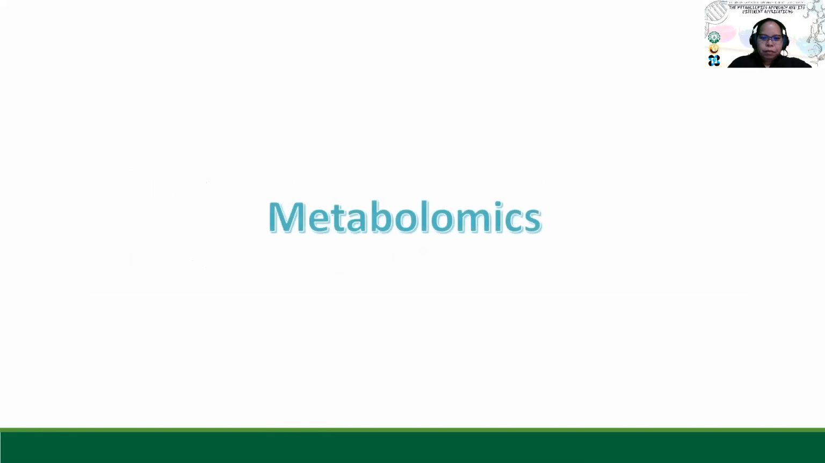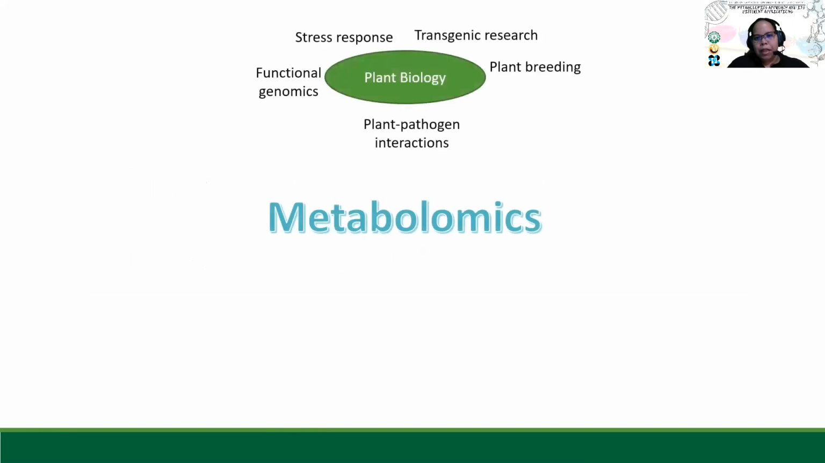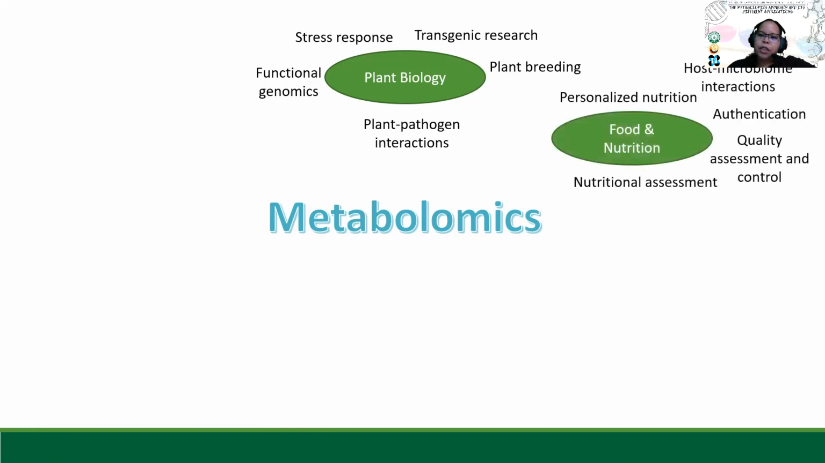Okay, so some of the applications of metabolomics will be, of course, in plant biology. When looking at transgenic research, it can be used to look at changes in the metabolic profile of these transgenic modifications. It can also be used to characterize different breeds. It can also be used to study the mechanisms involved in plant-pathogen interactions. It can be used to assess the stress response of plants, and it can be used as part of functional genomic studies. In the case of food and nutrition, it can be used to establish host-microbiome interactions.